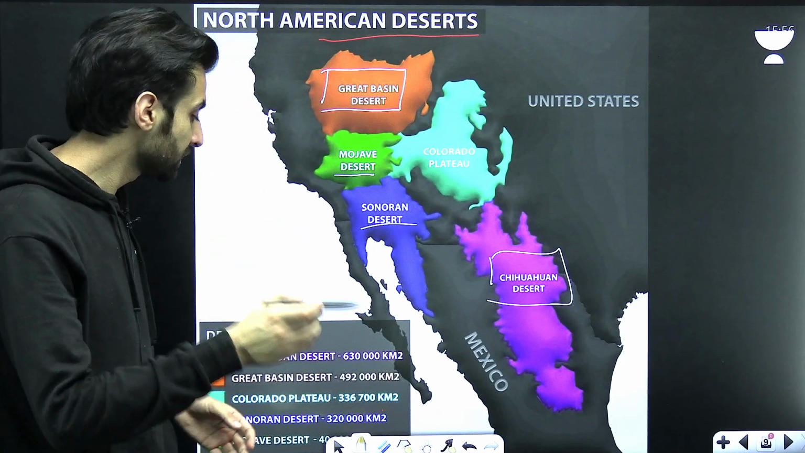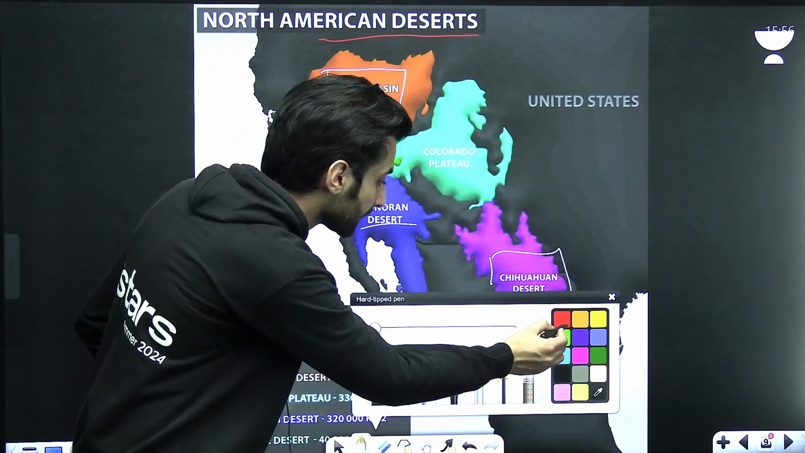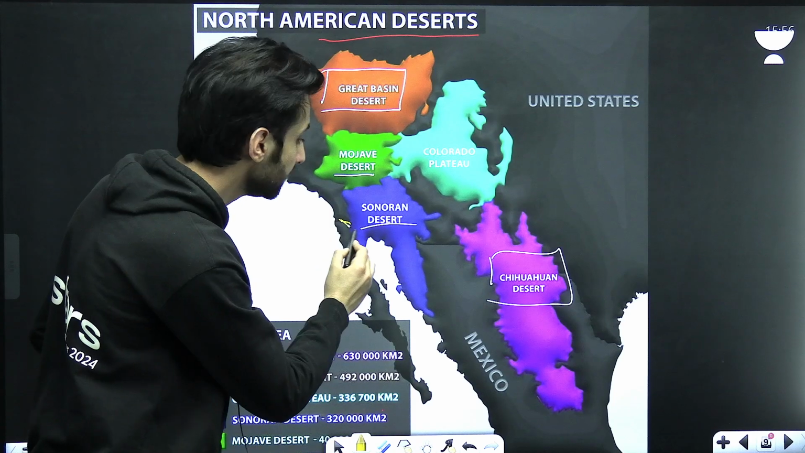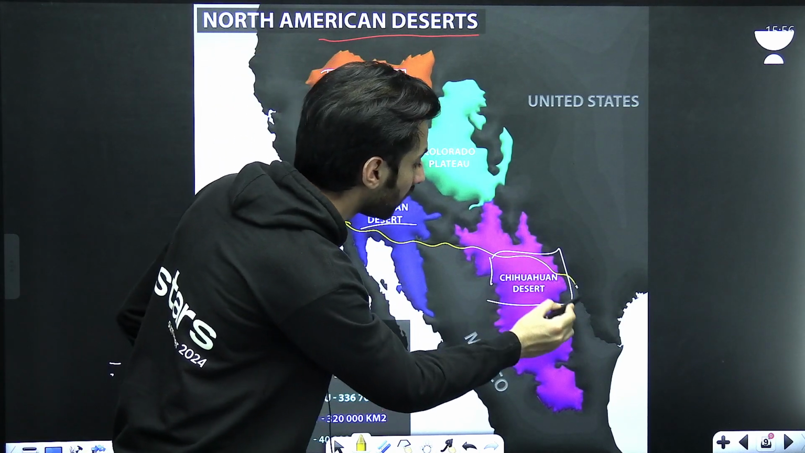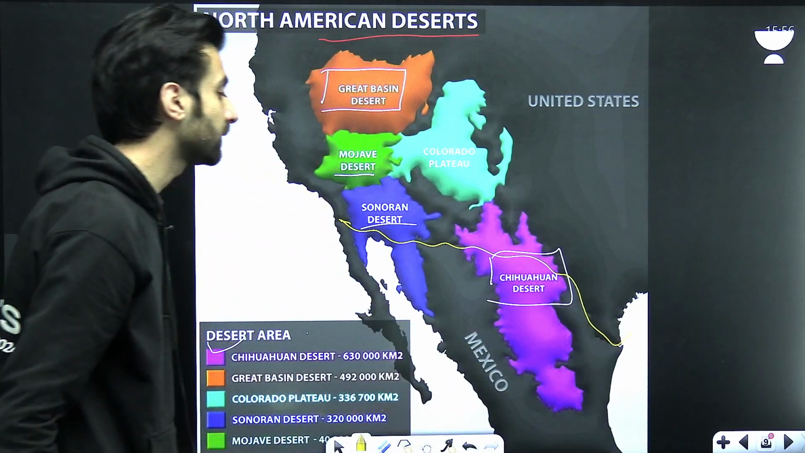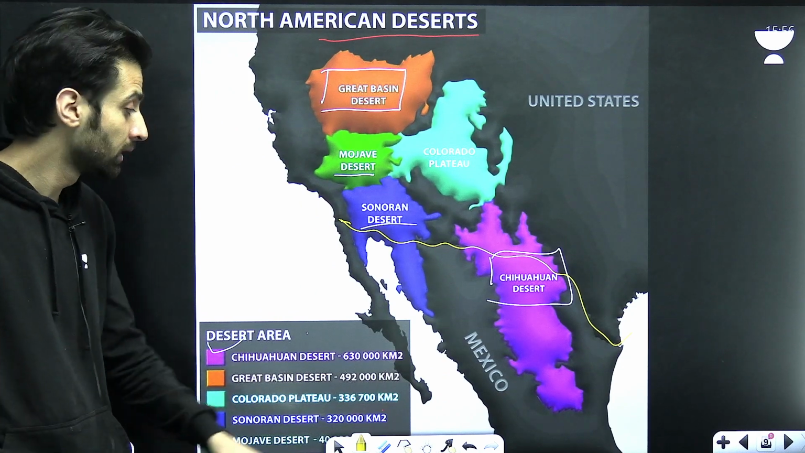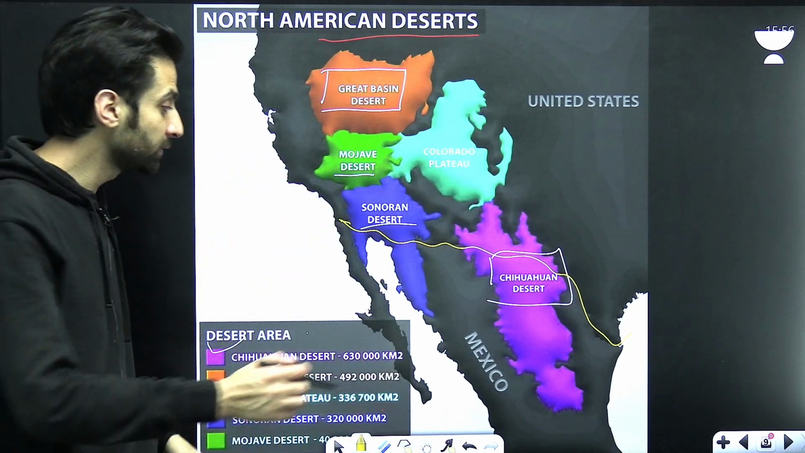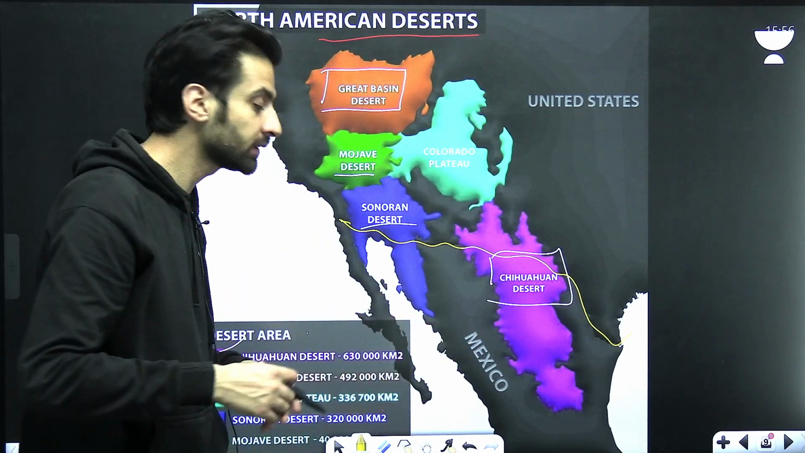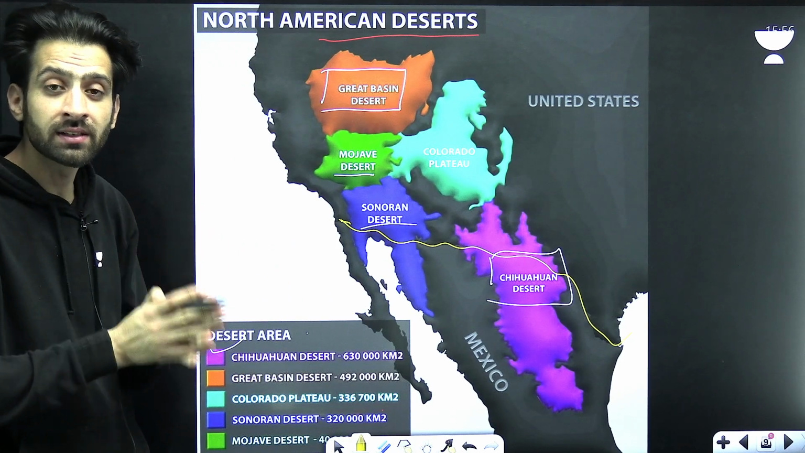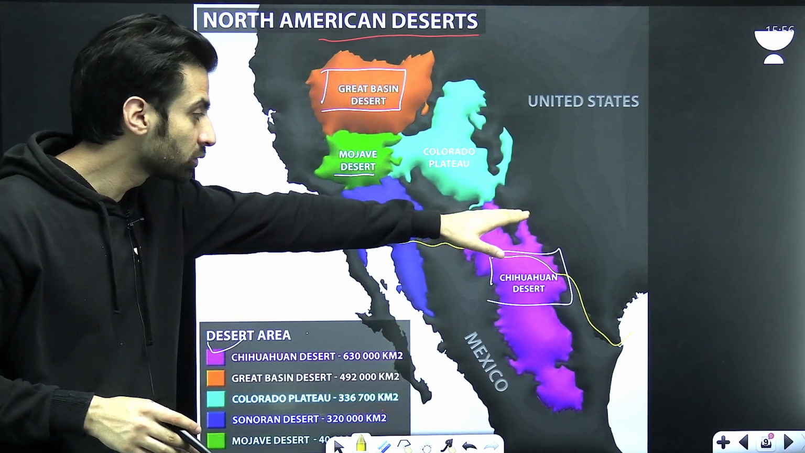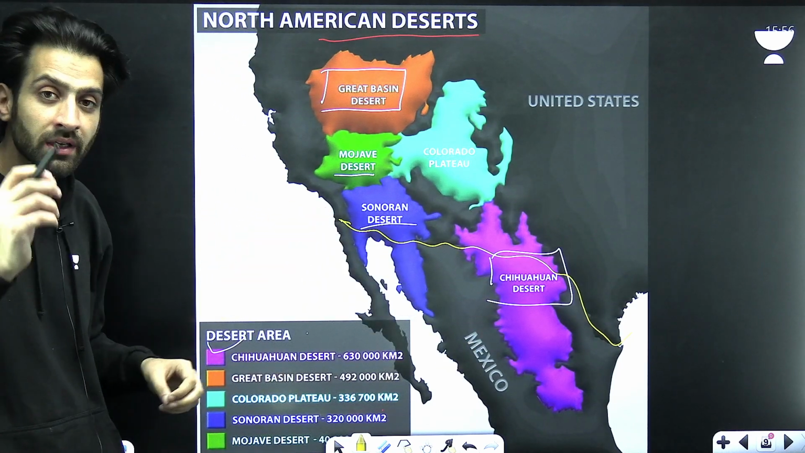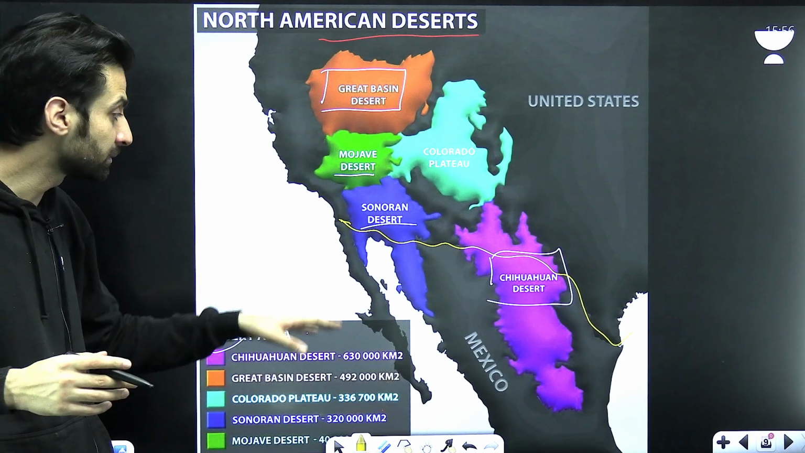I'll just draw it for you. See, focus here. This is the border of United States of America and Mexico. So this is Mexico and this is United States of America. If you look at this Chihuahua Desert, this is a transboundary desert. It's located in United States as well as in Mexico. So this is located in 2 countries and it is the largest desert among the following.